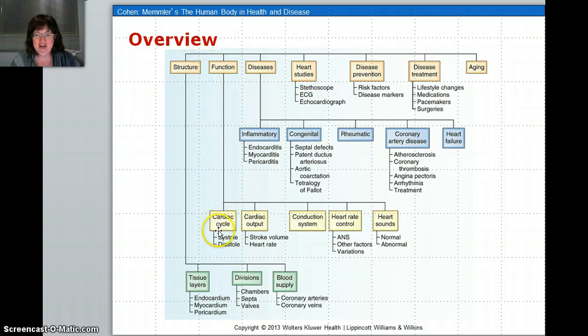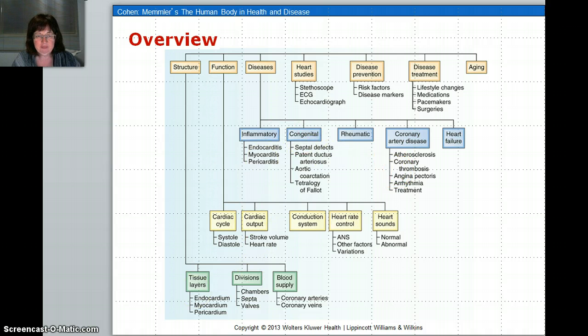Then we're going to look at the function in terms of the contraction and the output. Briefly look at disease. Then we are going to look at heart studies briefly. We're going to spend a lot of time on the ECG because the ECG helps you describe the muscular and the electrical activities of the heart, and we will look at those in detail. Very briefly, we'll discuss heart disease and treatment and aging. You'll get that later. We'll look quickly at artery disease.